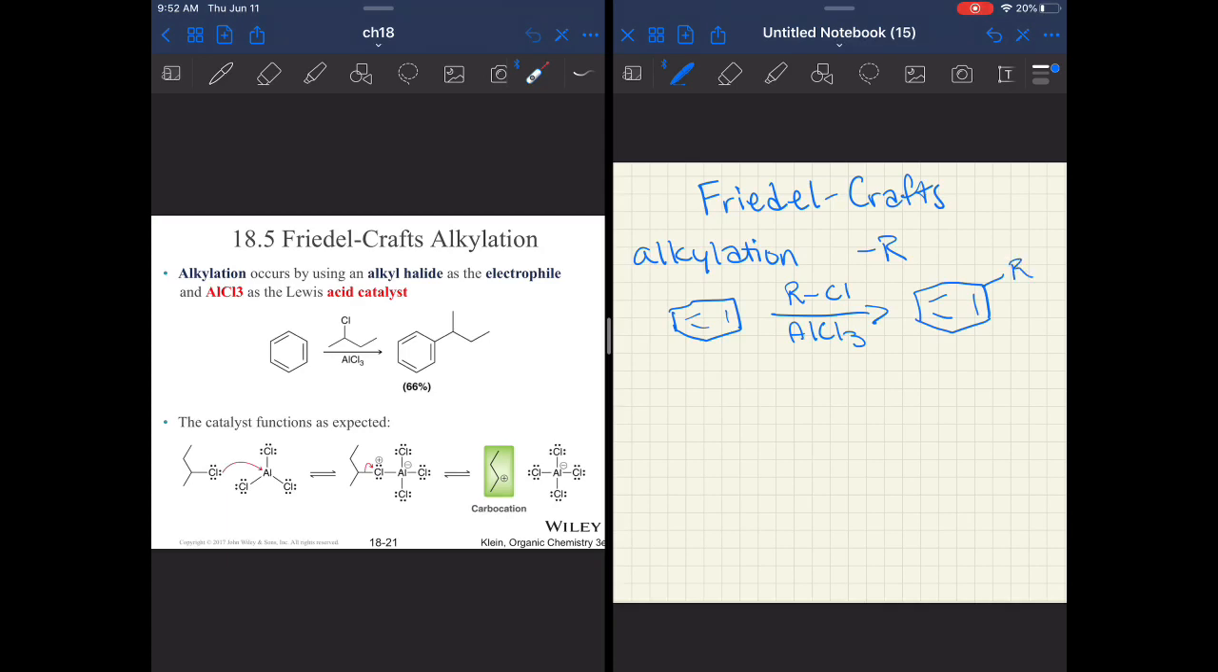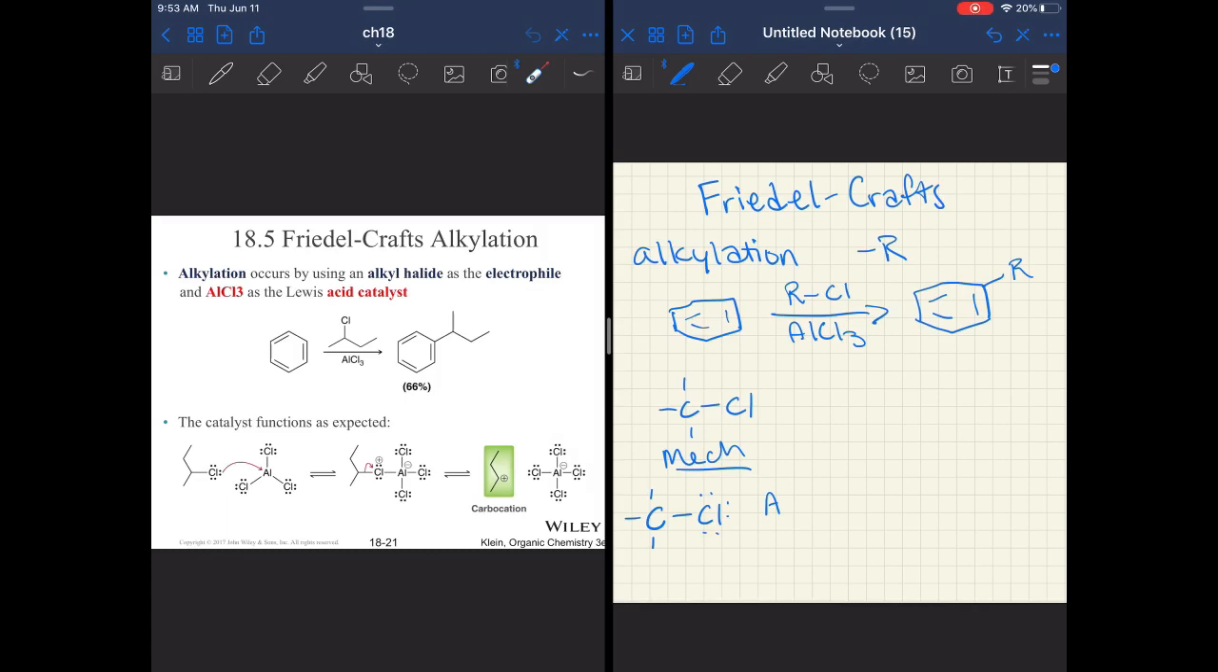This does not work if you have an sp2 carbon that the chlorine is on. This must be an sp3 carbon with a chlorine. So you might want to make a note of that. So the first step in this mechanism is creating our electrophile, and I'm just going to use a very generic alkyl chloride here.